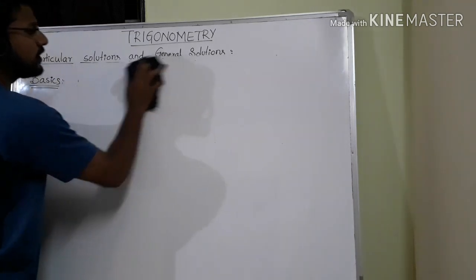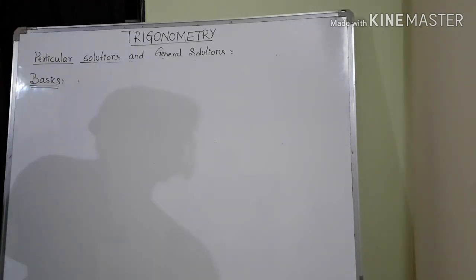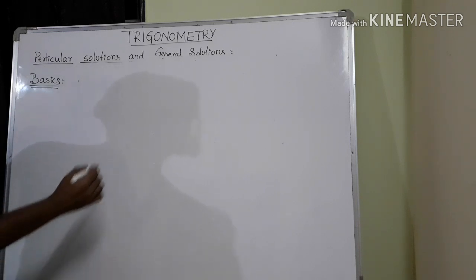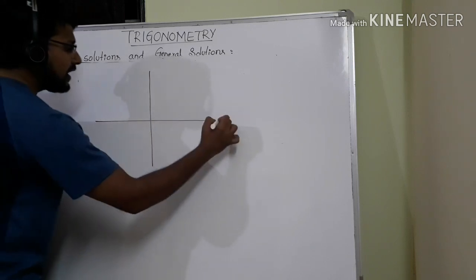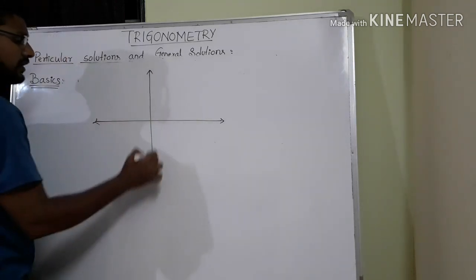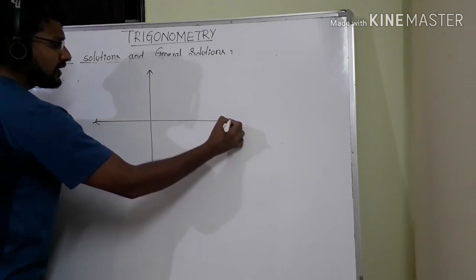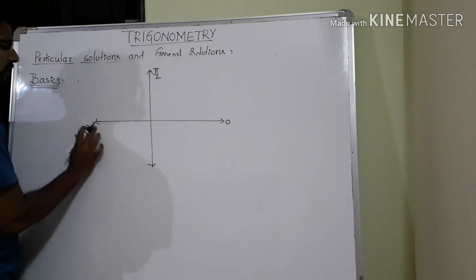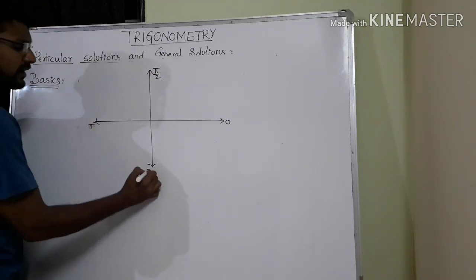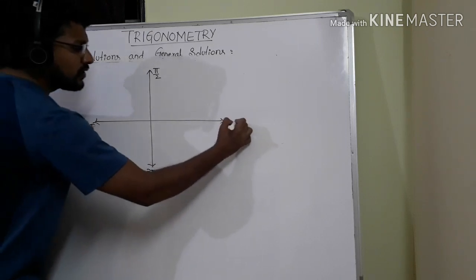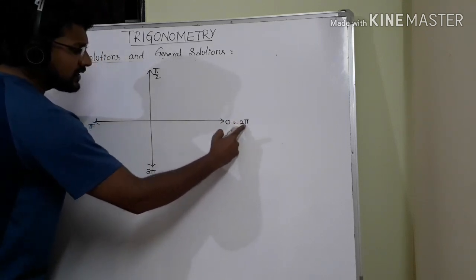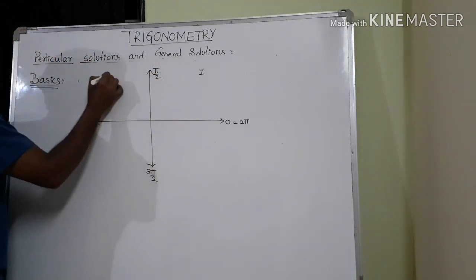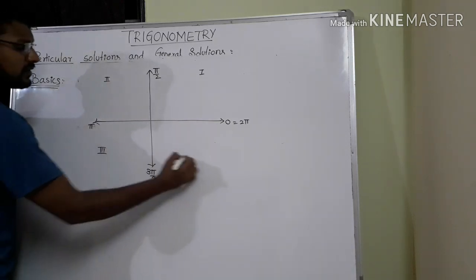After that, you should know the trigonometric function values in different quadrants. If I have a Cartesian system wherein the positive x-axis is 0 degree and this is 90, or we can write pi by 2, and this is pi, and this is 3 pi by 2, and this is equal to 2 pi. 0 degree and 360 degree are one and the same, and we call this the first quadrant, this is second quadrant, this is third quadrant and this is fourth quadrant.